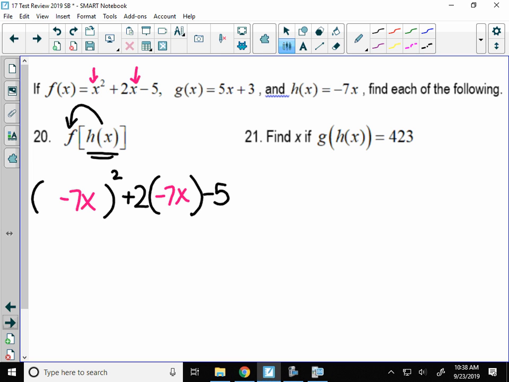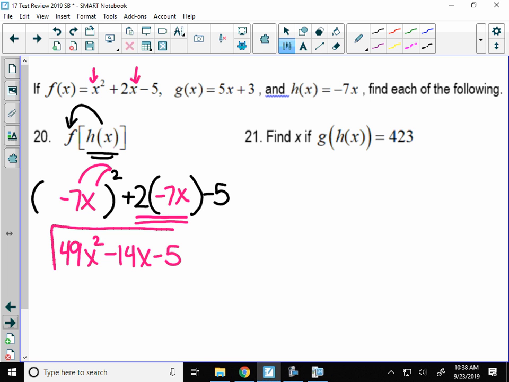So remember our property from the summer assignment review, that exponent goes to the negative 7 and the x. Negative 7 squared is 49x squared. I just multiply here, minus 14x minus 5. And that's really all there is to it. That would be the answer for f of h of x.